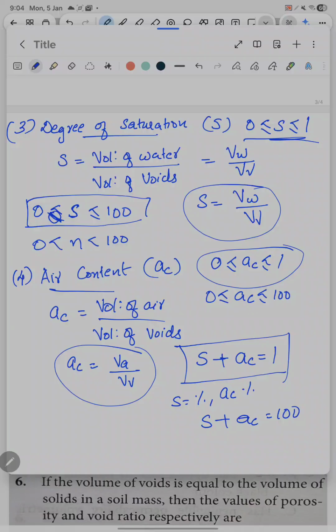And what is degree of saturation? Degree of saturation is volume of water to volume of voids. Next term is air content, denoted by AC. Its range is the same as that of S, that is 0 less than or equal to AC less than or equal to 1. Definition: it is the volume of air to volume of voids. Volume of water to volume of void is degree of saturation. Volume of air to volume of void is air content.